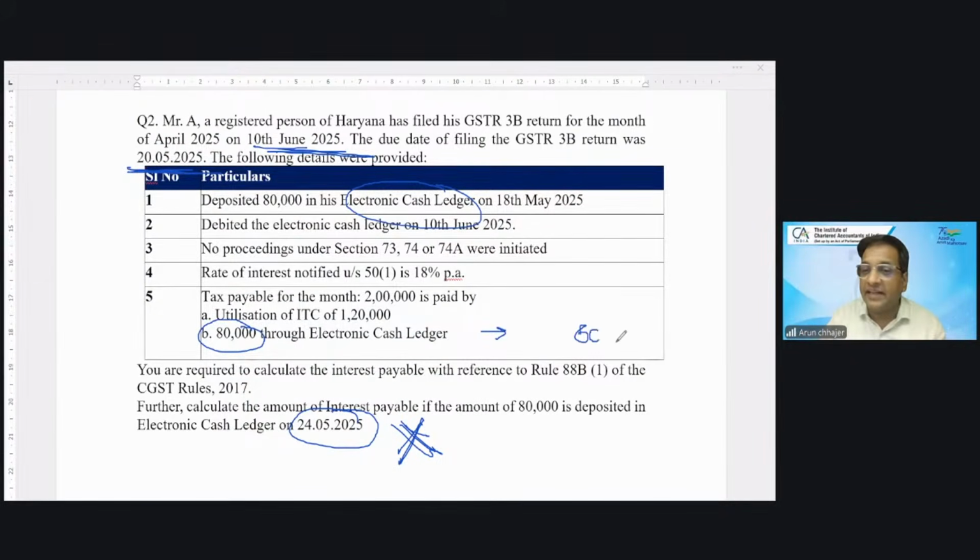तो कितना इंटरेस्ट आएगा? 80,000 मल्टीप्लाइड बाई रेट क्या है? 18%. और नंबर ऑफ द डेज कितना है? हमने कैलकुलेट किया था ना, नंबर ऑफ द डेज कितना आएगा? It was 21 days, right? सो ये कैलकुलेट कर लीजिएगा आप. आई होप इट इज क्लियर.